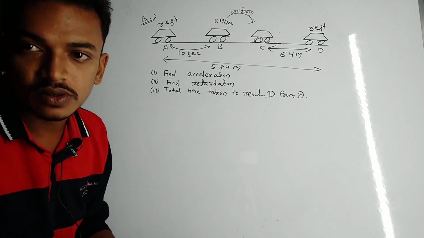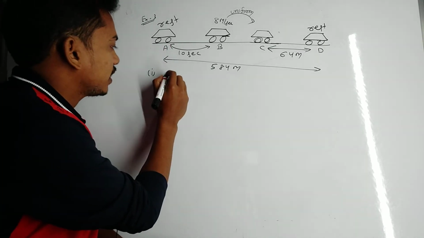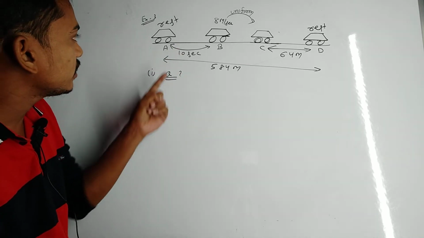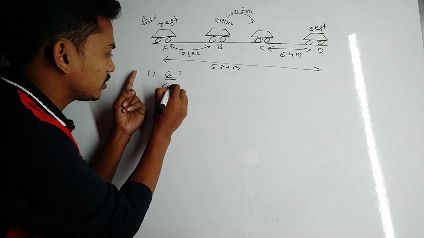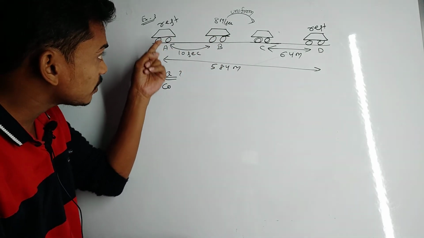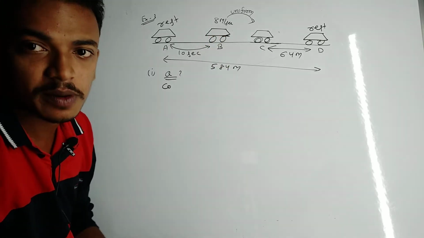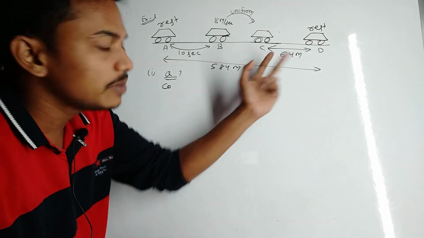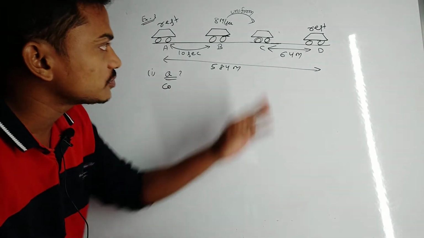Now see the solution. First, acceleration. You see here that acceleration is positive, meaning it starts from rest and acquires a velocity of 8 meter per second, and from C to D it will be deceleration or retardation because the speed decreases.